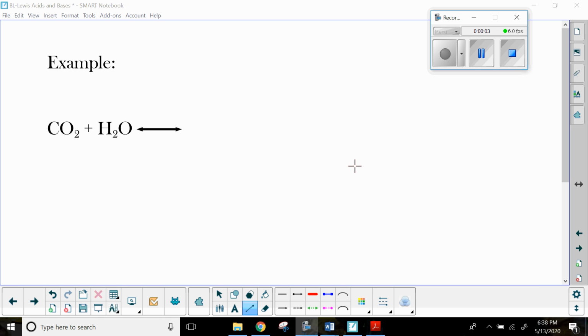All right, so let's talk about carbon dioxide being added to water. Your first intuition here might be to call this a double replacement reaction or an acid-base reaction, because I've got two compounds. However, this is one of those exception to the rule problems that everybody loves.